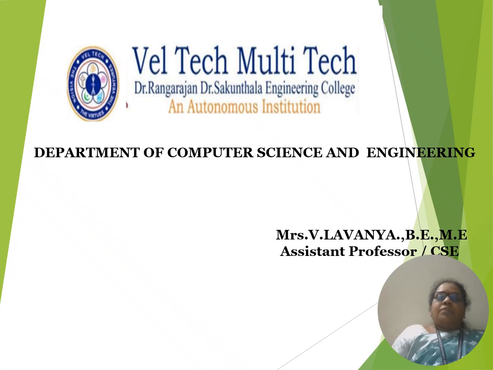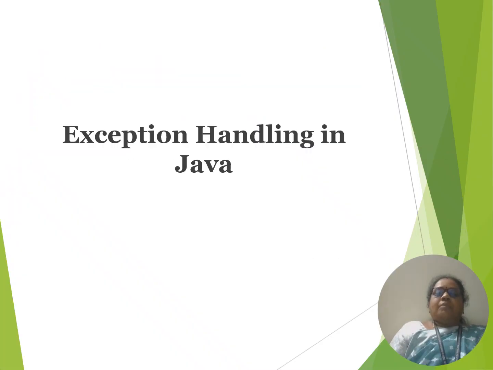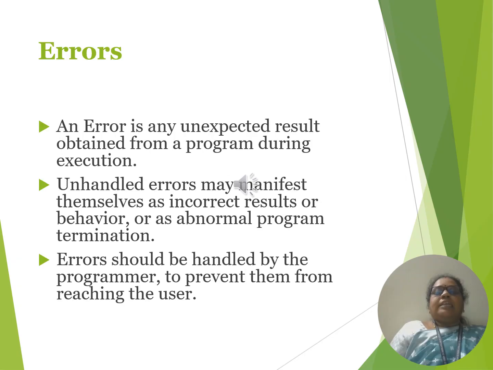Today we are going to discuss exception handling in Java. My topic is exception handling in Java. Errors. An error is an unexpected result obtained from the program during execution. Unhandled errors may manifest themselves as incorrect results or behavior, or as an abnormal program termination. Errors should be handled by the programmer to prevent them from reaching the user.